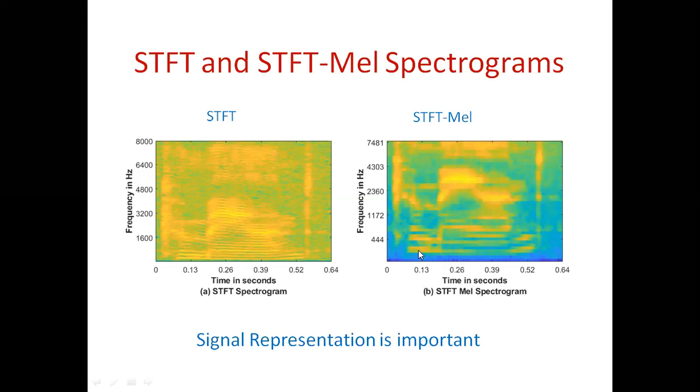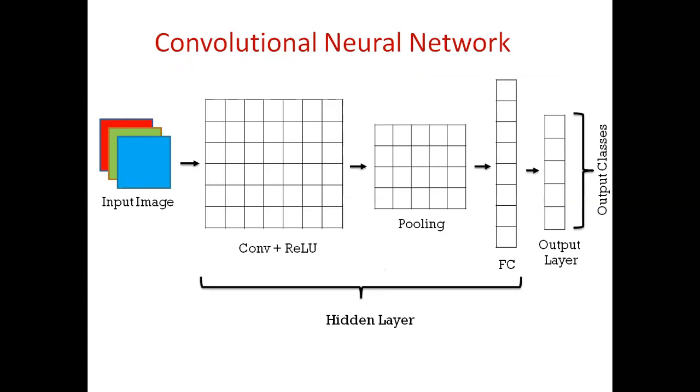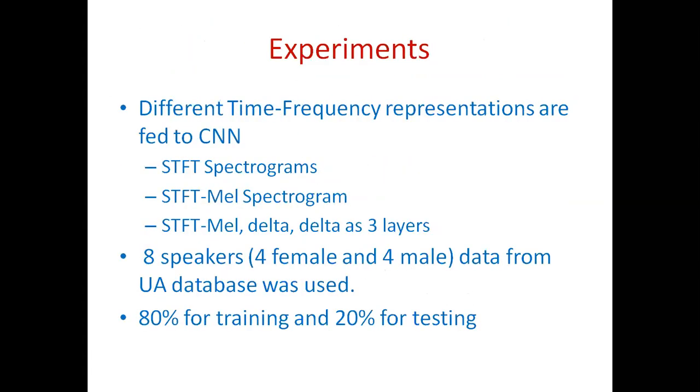Then what about delta delta? The difference between the first column and the third column, the difference between the second column and the fourth column. That is delta square or delta delta. That means the difference between not consecutive frames, but frames which are 2 columns apart. So that is the meaning of the STFT MEL delta delta spectrogram. So STFT MEL, delta and delta delta.